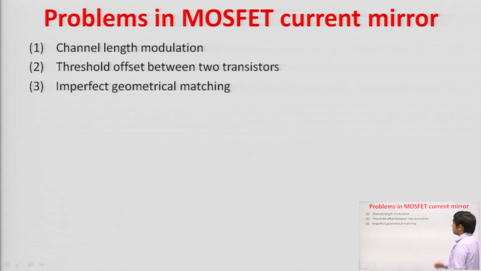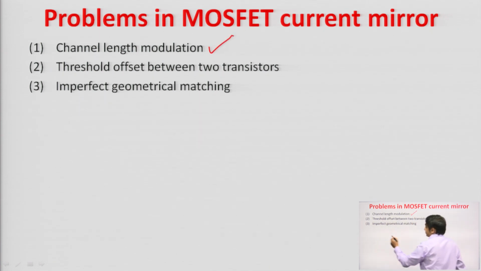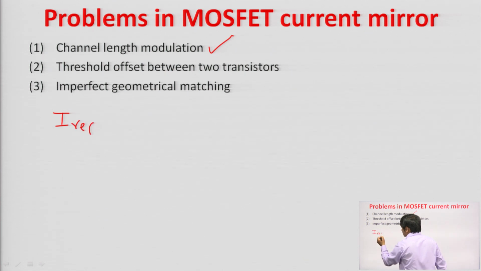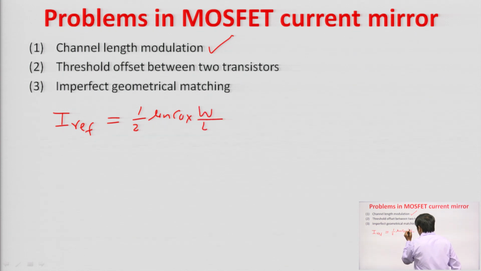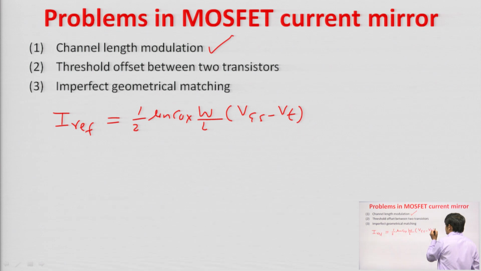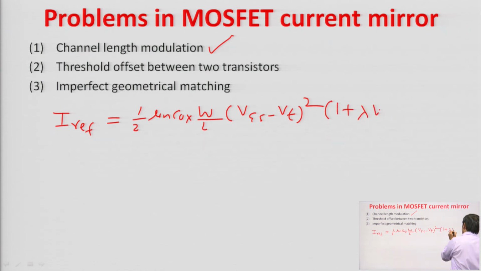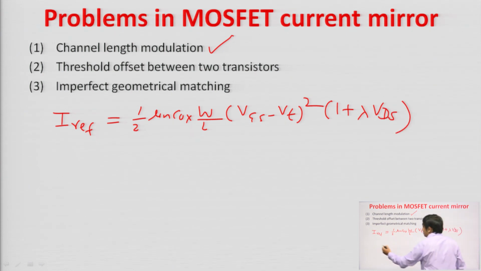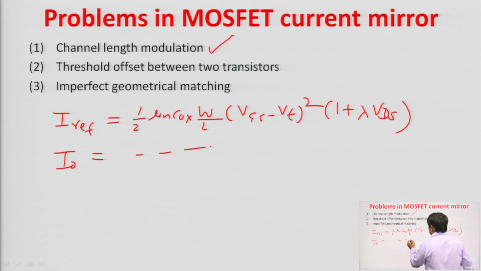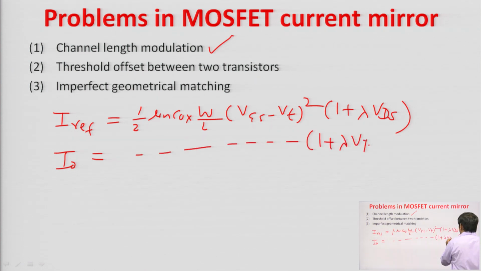Next is the problems associated in MOSFET current mirror. So, there are 3 major problems. One is channel length modulation. Now, see, the equation which we have used in saturation is 1 by 2 mu n CoX W by L into (VGS minus VT) whole square. But here we have neglected the channel length modulation, but we know that practically this channel length modulation effect comes into picture, that is also called early effect. When we take this channel length modulation into account, we multiply with one more term, that is (1 plus lambda VDS). Similarly, we can write the output current equation, the same thing, (1 plus lambda VDS).